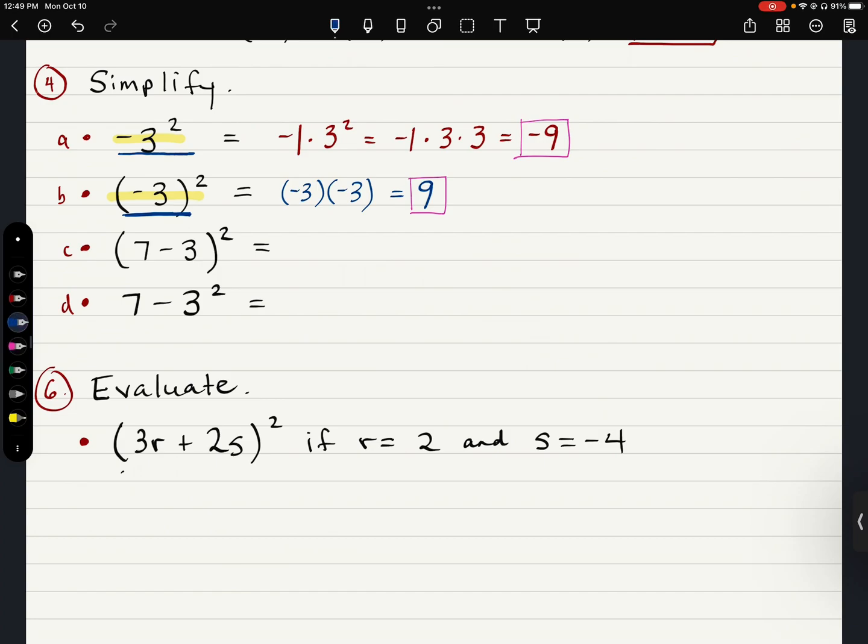The third one we'll look at has the quantity of 7 minus 3, and then it's being squared. And again, order of operations. We've got to look inside of here first to simplify. 7 minus 3 is really just 4. And then since we have 4 squared, it's 4 times 4, which is just going to be 16.